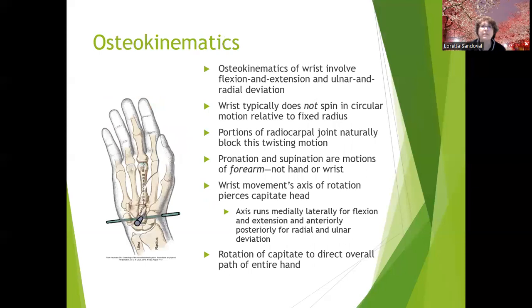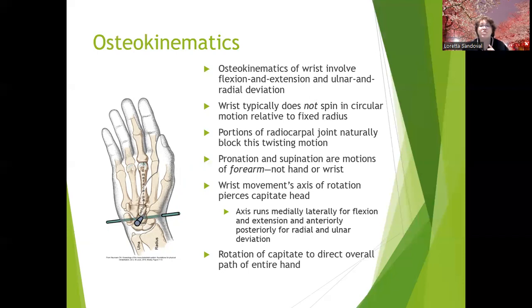day-to-day life. So the osteokinematics of the wrist involve flexion and extension and ulnar and radial deviation. So ulnar and radial deviation are just the hand special words for ab and adduction. The wrist can circumduct, combining those four motions, but it does not typically spin in a circular motion relative to the fixed radius. That'd be kind of cool if we could do that, but we can't. Our wrists just don't go that way. Pronation, well, I don't know how stable that would be, but anyway, it's an interesting idea. You can entertain it in your mind, but the wrist doesn't do that.